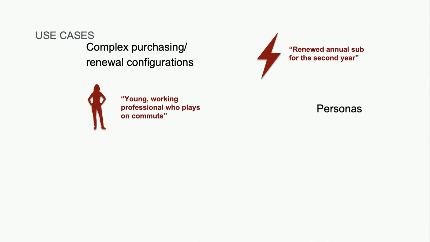We already went over some of the purchasing renewal configurations that you can get out of this. This is especially useful if you have a wide permutation of renewal and purchasing elements, trials, discounts, different subscription durations, localized pricing, things along those lines. Personas, so you're going to have certain demographics, certain behaviors of users that you're going to want to segment on, and you use this for design purposes or for product purposes.